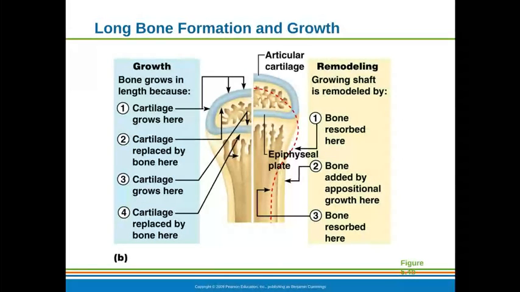Okay, so figure 5.4b outlines these two side by side. So our cartilage grows here, it's replaced by bone here and here, and eventually, as it continues to grow, bone will be reabsorbed here. We see this outline of where the bone was, and it will continue to grow following appositional growth here, and then bone will be reabsorbed from what was right here.